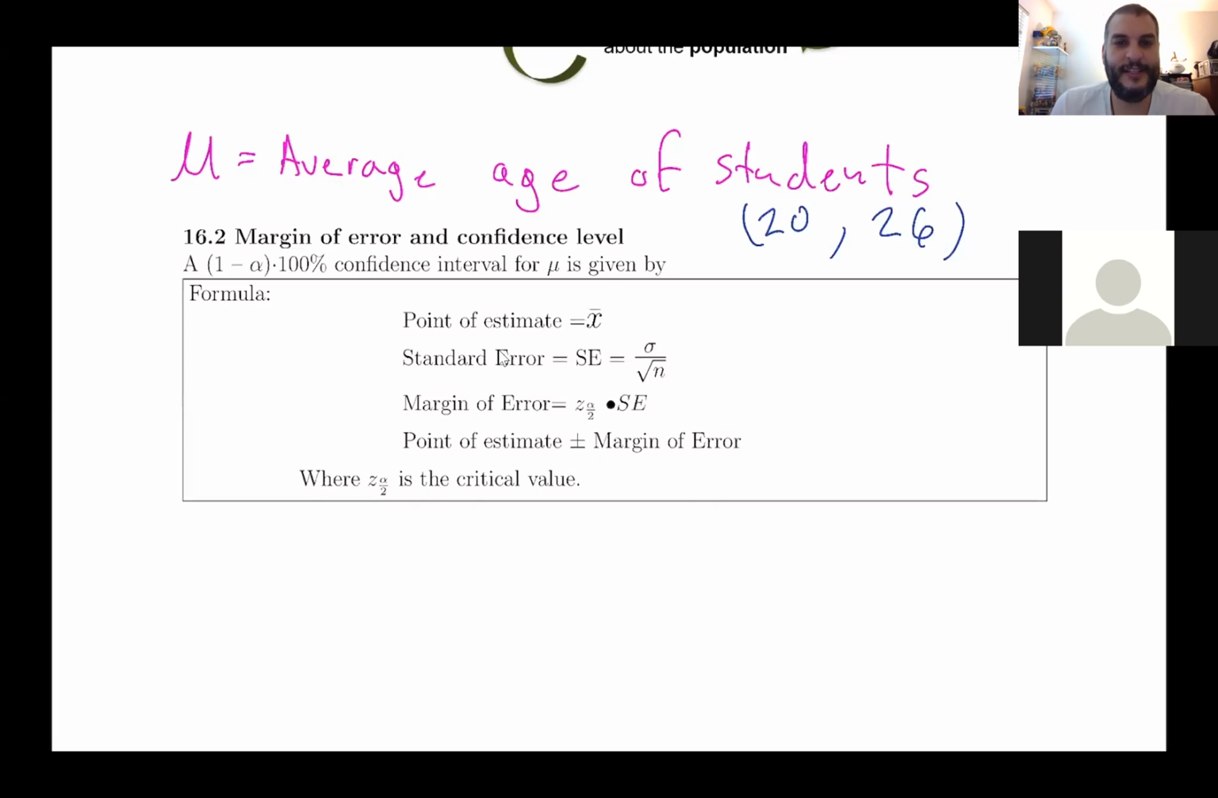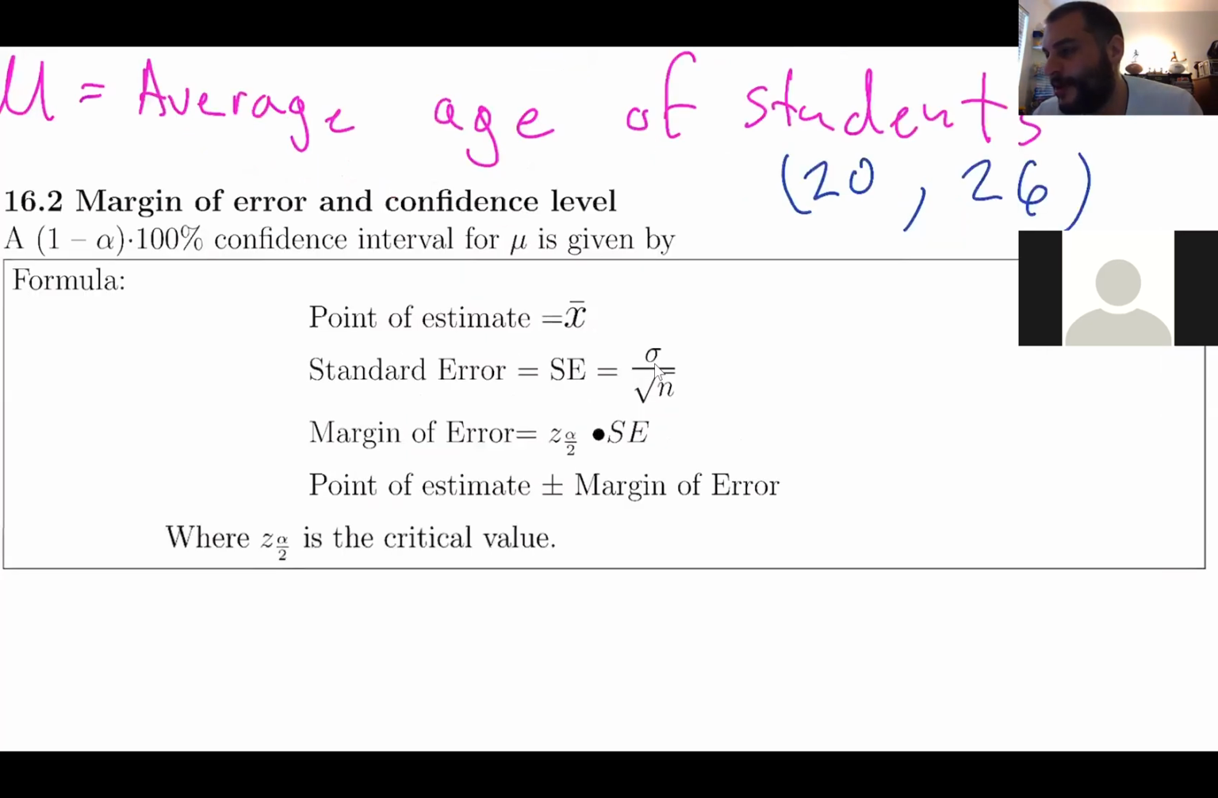All right, so next is the standard error. So the standard error is just equal to sigma divided by the square root of n. So if you kind of remember, oops, sorry about that.